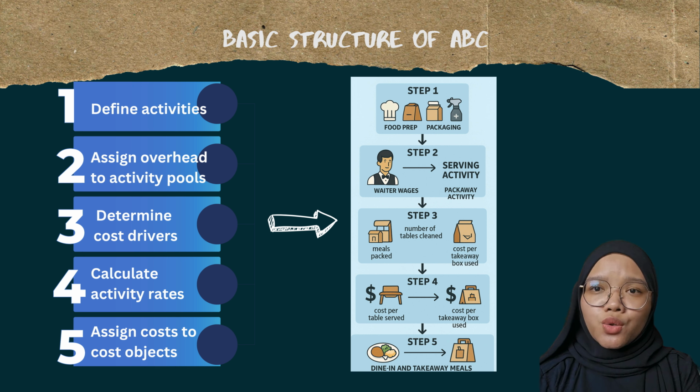Second, we group the overhead costs into activity pools based on those tasks. Third, we find the cost driver, what increases the cost, such as the number of meals packed or tables cleaned. Fourth, we calculate how much each activity costs per unit. And finally, we assign those costs to the products or services based on how much they use each activity. For example, in a restaurant, dine-in meals get more costs from cleaning and service, while takeaway meals get more from packaging.